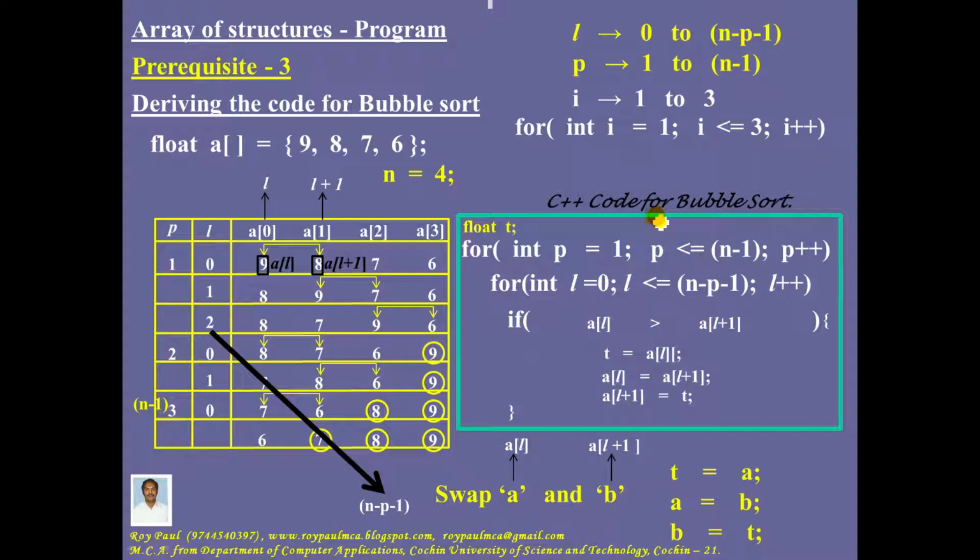So when you study for the exam, the code must be studied like this. Step 1. Pass number varies from 1 to n minus 1. You will get this line of code. Second line. L varies from 0 to n minus p minus 1. So you will get this line of code. Third one, if the left element greater than the right element, so you will get this. Now swap left element and right element. You can make use of this code. Here A should be replaced with the A of L and B should be replaced with the A of L plus 1. So when you study for the exam, remember this code based on this example.